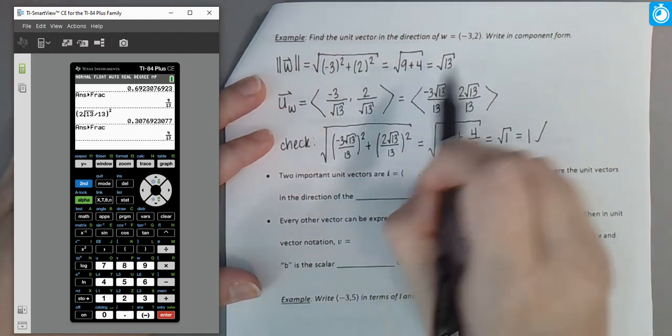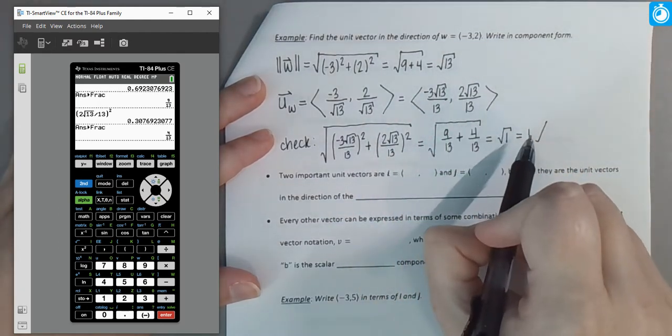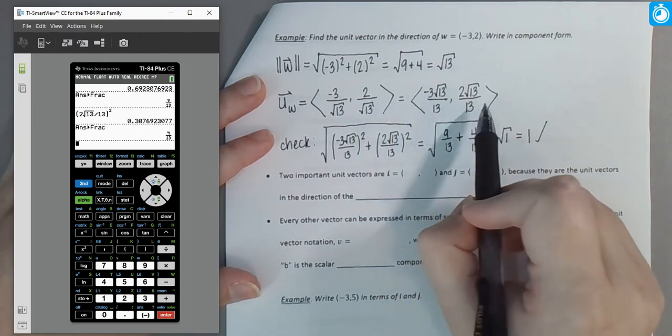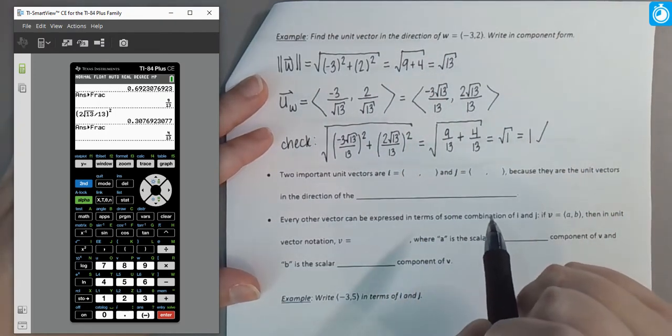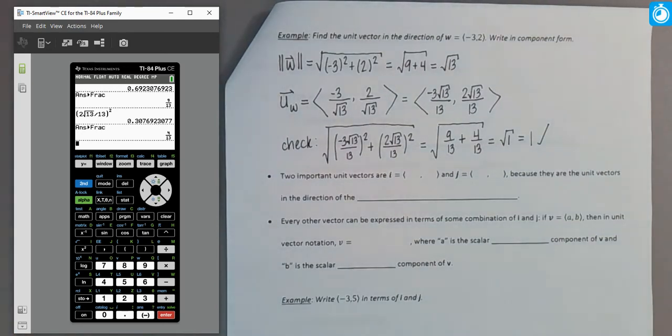So the magnitude of this vector is in fact 1, and so this is going to be the unit vector in the direction of our original vector W. So we can complete this process for any vector pointing in any direction with any particular length.